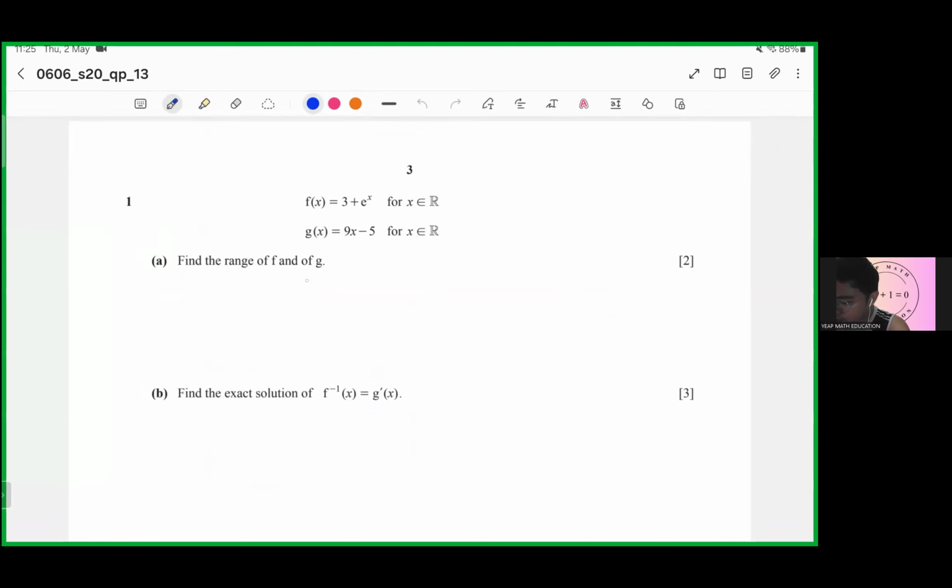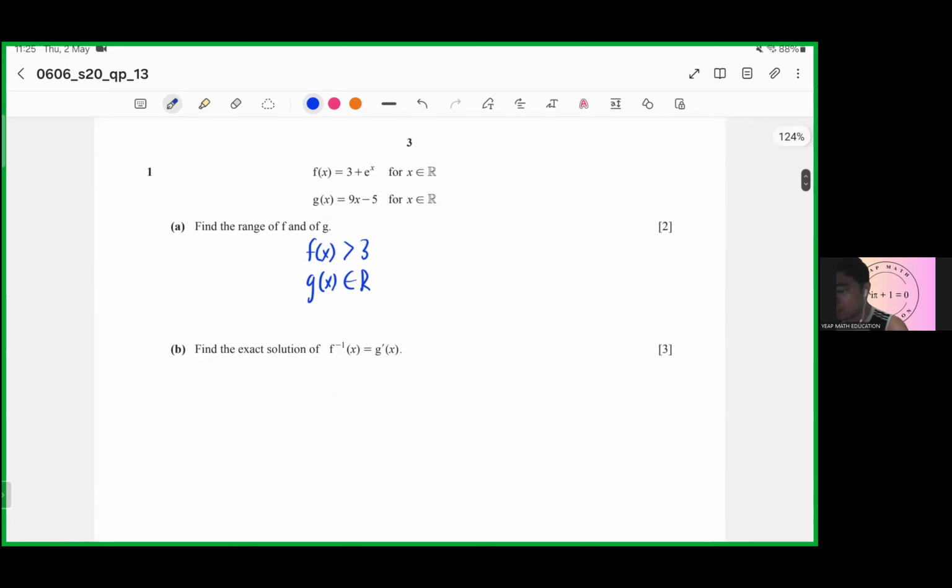The range of f should be more than 3, and g(x) is subject to the real numbers. Now we go to question B: find the exact solutions using the inverse function f and differentiation for g(x).